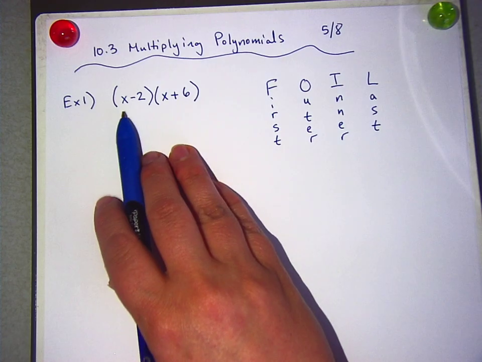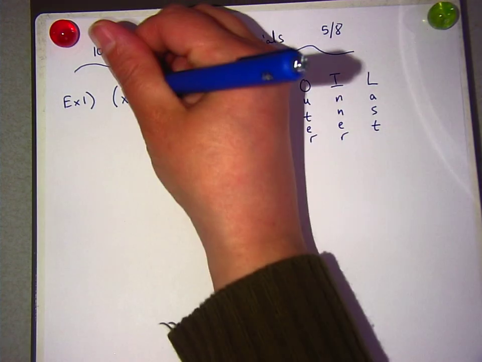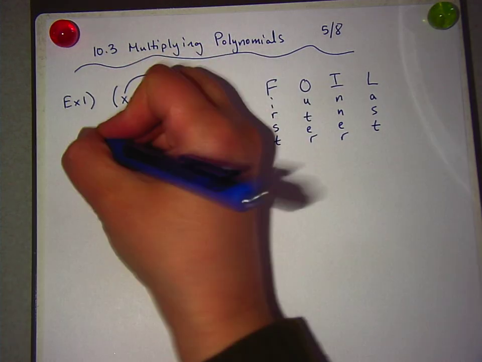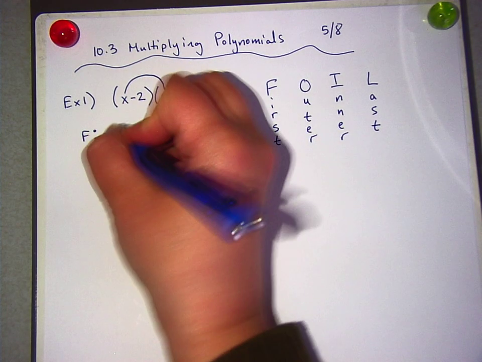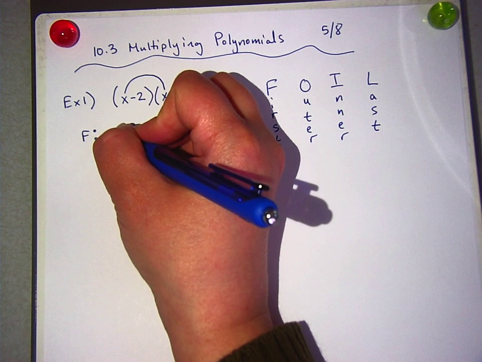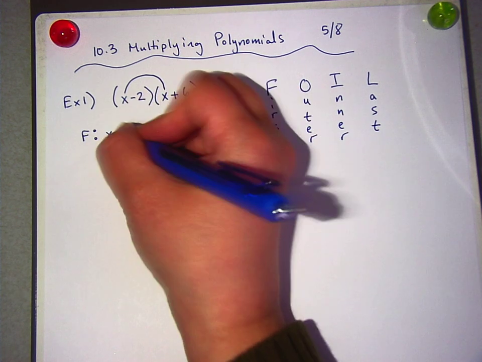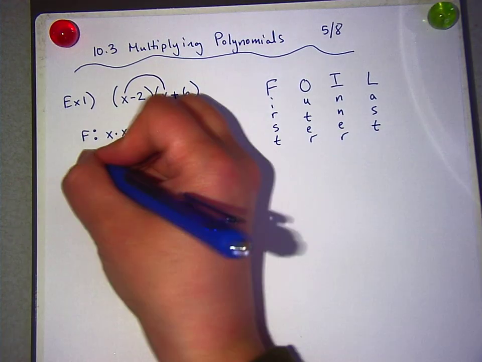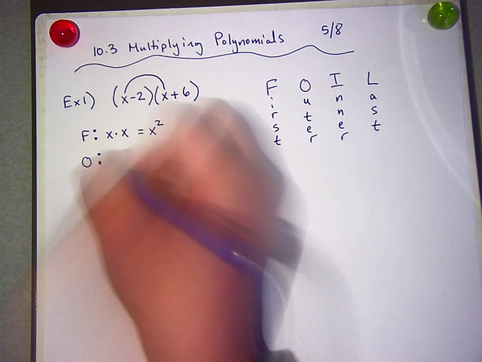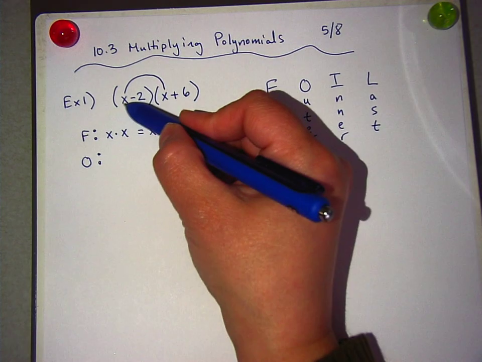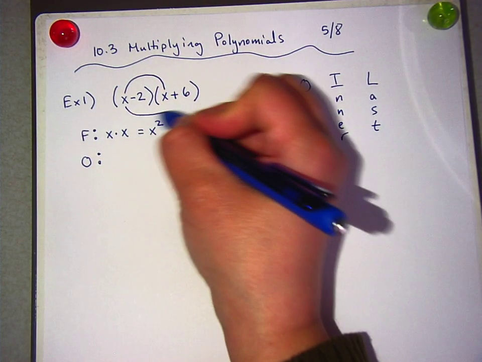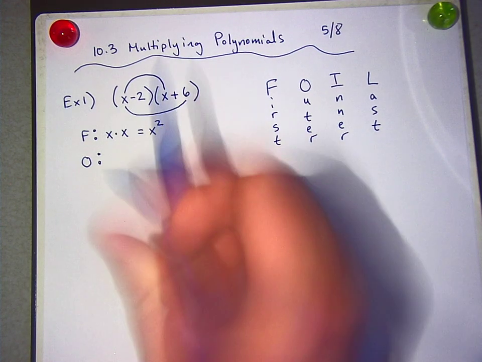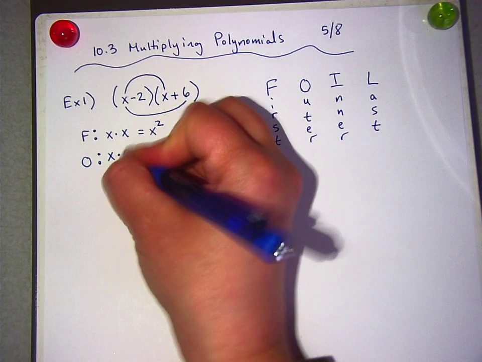So if I take this x and I distribute to the first thing, see how it's the first thing in both of them? I'm going to show my work over here. This is x times x, which is x squared. O is the outer 2, outside, so this is x times 6. Do you see how I'm distributing the x to here and the x to there? So this is x times 6, which is 6x.